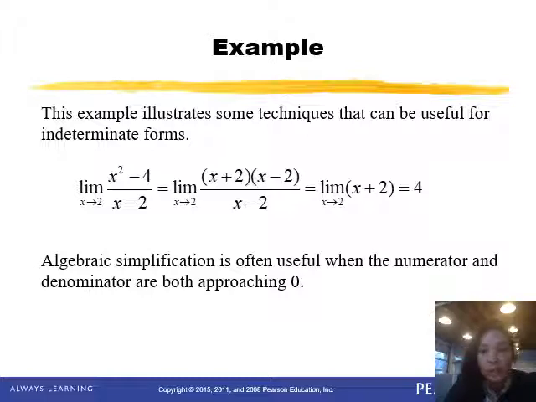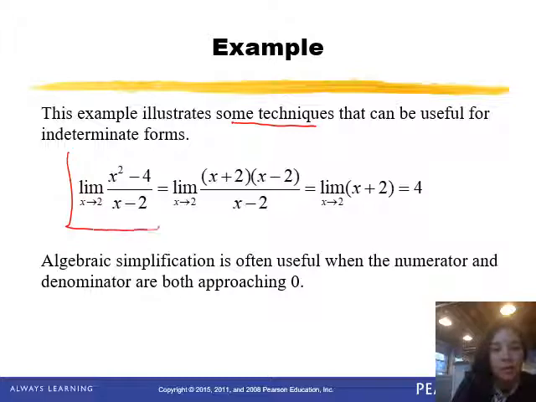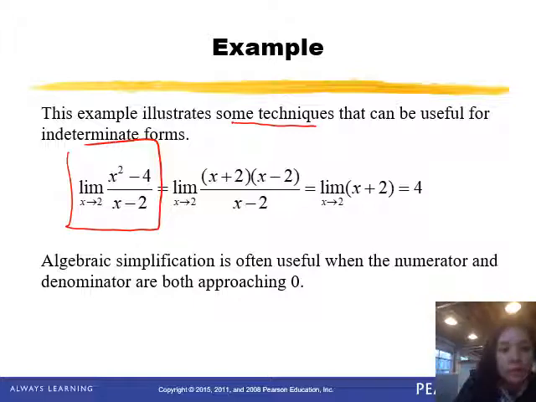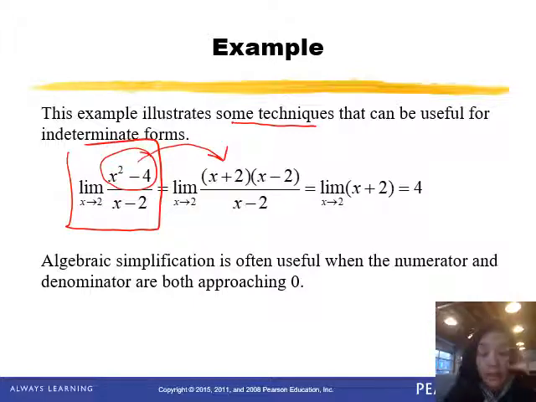Here, there are some techniques that can be useful for indeterminate forms. If you look at this original limit here, as x approaches 2, the limit of this is indeterminate. However, if you notice, this is a difference of 2 squares, and so we know that x squared minus 4 is equal to x plus 2 times x minus 2.